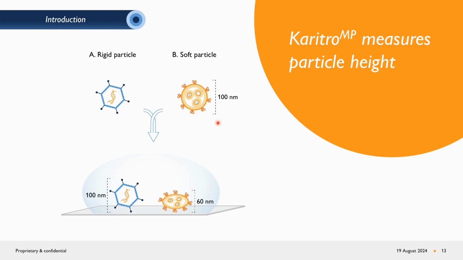This is due to the intrinsic deformability of these soft particles, which would interact with the surface where we are measuring them. Therefore, in this case, specifically, the particle height is an indication of the particle diameter, but also of the intrinsic deformability of the particle, which often depends on its structure and physicochemical properties.